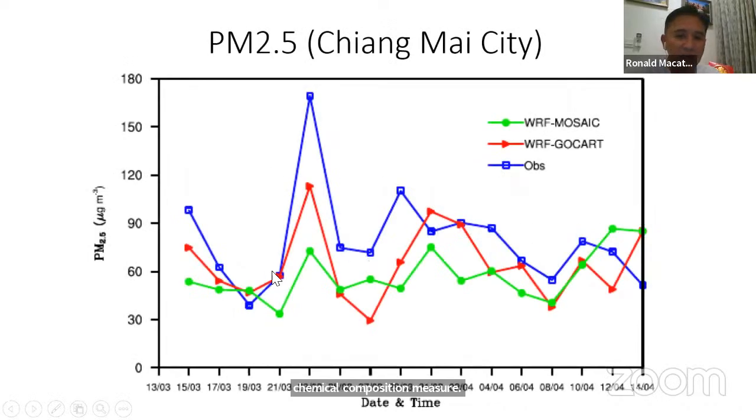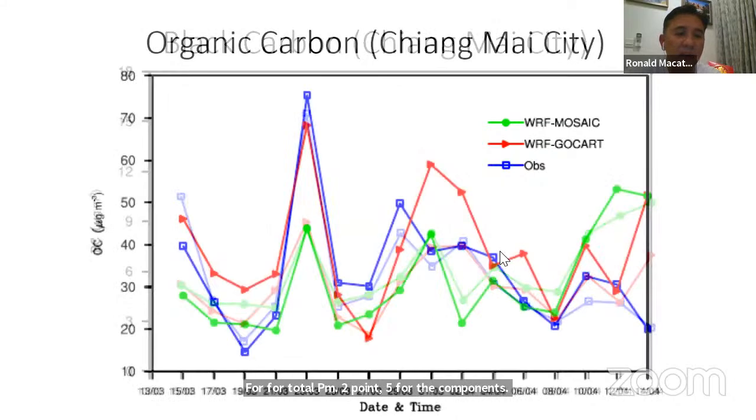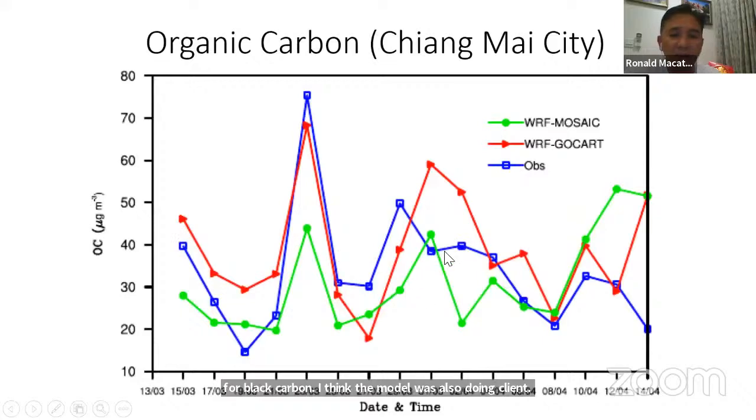From Sharon's work in 2019, during the peak time of the biomass burning, these are filter-based observations, so they use a filter to measure PM 2.5. This is for the total PM 2.5. You can see the model, using two different aerosol schemes, seems to do okay for total PM 2.5. For the components, for black carbon, the model was also doing quite well, and for organic carbon as well.